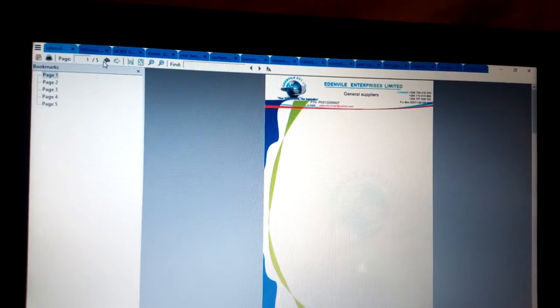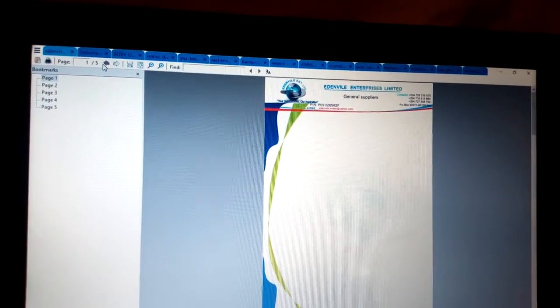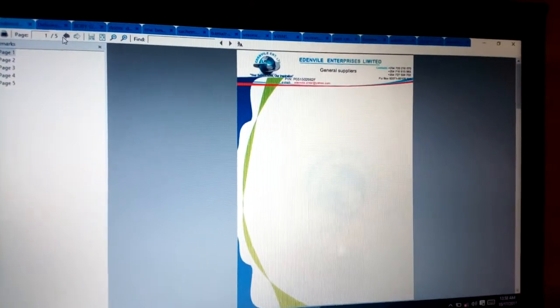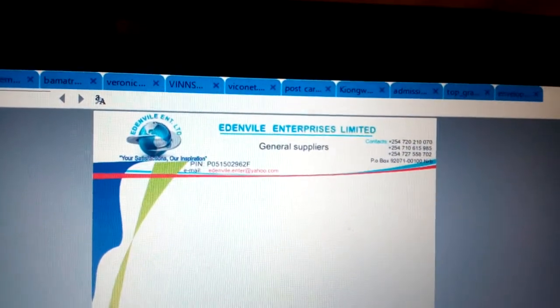Those are some of the designs that Carrie drew. An example of those designs includes the letterheads. As you can see, this is an example of a letterhead. This is how simple you can design a letterhead.